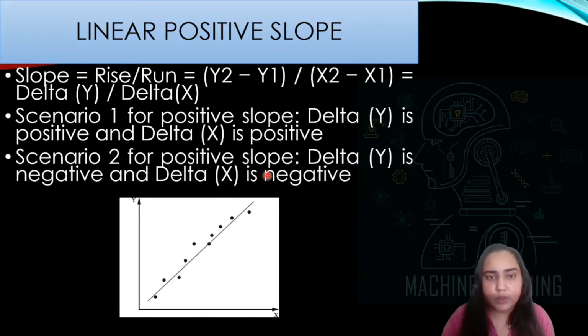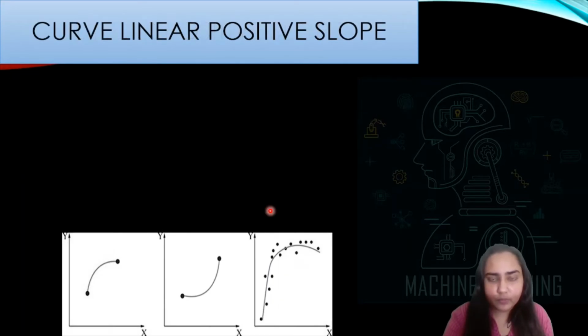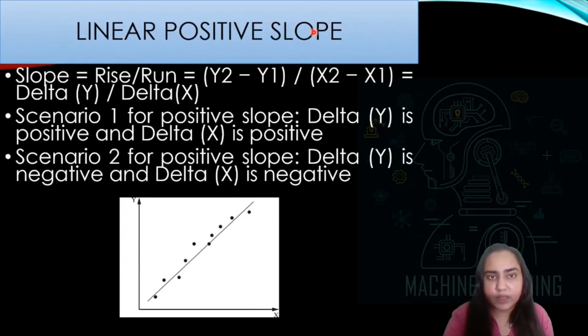You can also have a scenario 2 for a positive slope where the delta y is negative, but the delta x is also negative. Previously both were positive, here both are negative. That can be your scenario 2. And for both scenarios, you can say it is a linear positive slope.